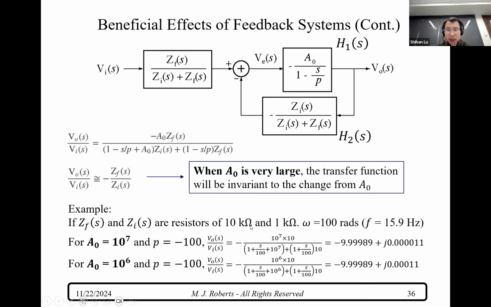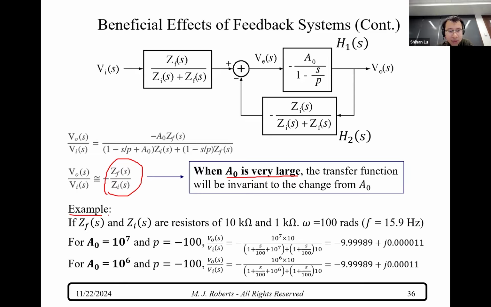Now, again, it's continuing the last page. When A naught is large, the transfer function can be simplified into this form, and then we can just get rid of the effects from A naught. In another way, the transfer function is invariant to the change of A naught, as long as A naught is very large.